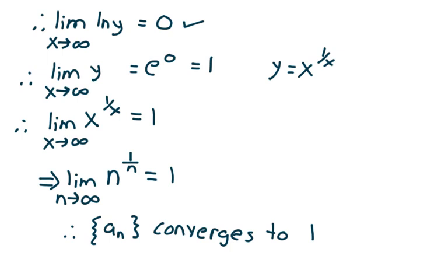Now recall, y is equal to x to the 1 over x. So what that tells me is that the limit as x goes to infinity of x to the 1 over x is equal to 1. And if that limit is 1, we can conclude that the limit as n goes to infinity of n to the 1 over n is also 1. And from there, we can conclude that this sequence converges to 1. And that's how we do example 4.